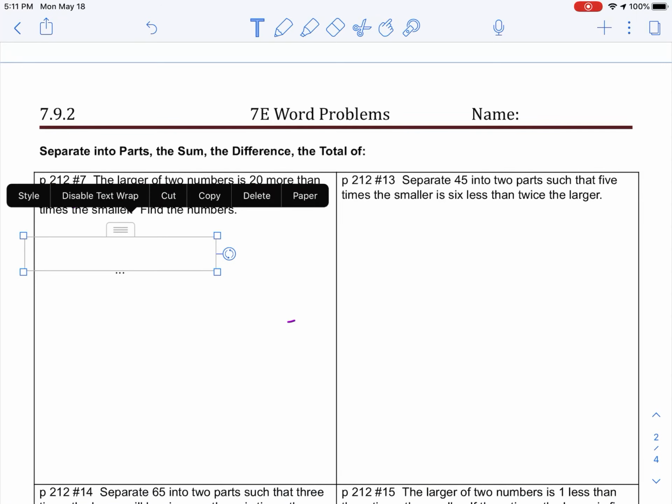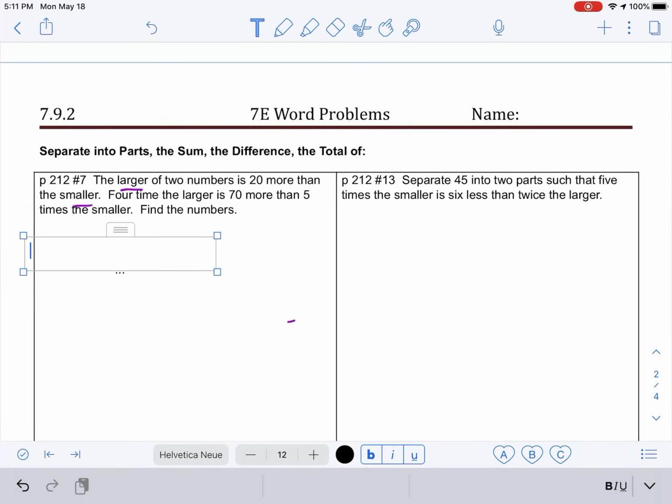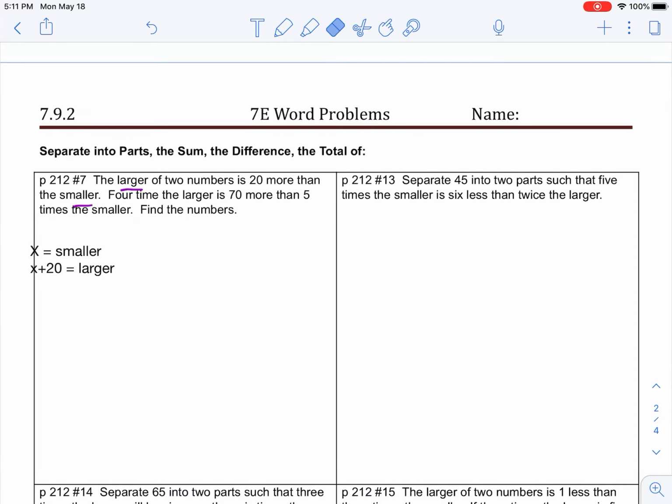So let's say x is the larger. Well, I don't know yet. We know the larger is 20 more than the smaller. So I do want to make, no, I want to make x the smaller, because then if I make the larger, then I'll be able to add. So how do I get to the larger if it's 20 more? So I'd add 20. So rather, I could certainly have done x is the larger, and then the smaller would have just been x minus 20.